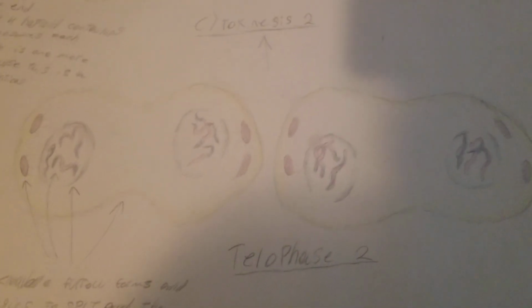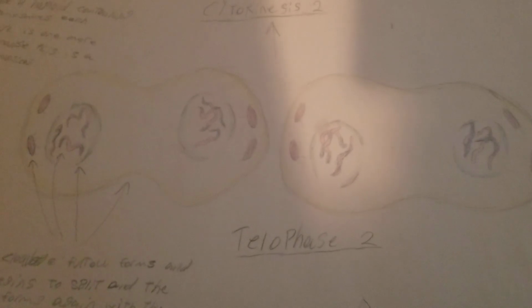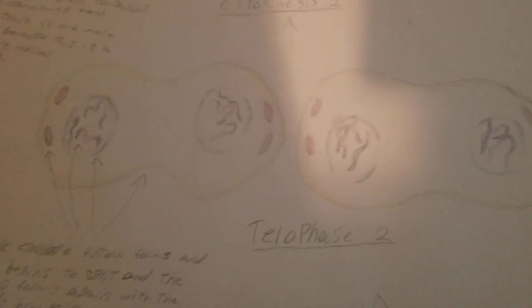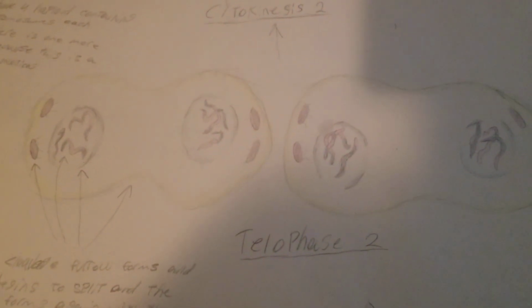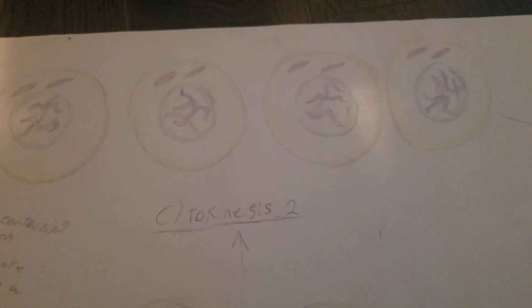And then in telophase 2, the cleavage furrow forms, the nucleus forms, and the tetrads break down. Okay, and then into the final stage, cytokinesis. I don't know how to say it. So they split into four different haploid cells, which each have a chromosome number of 23.